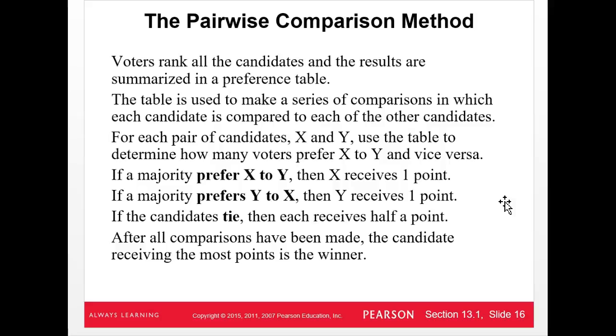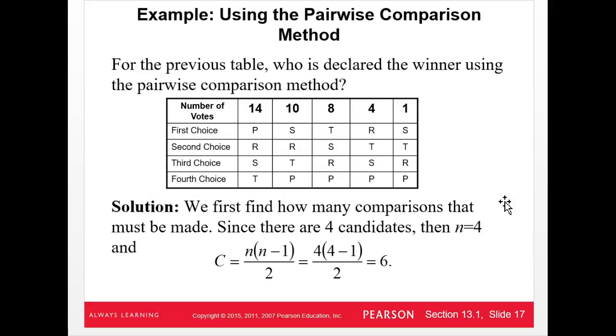If it's a tie, like six for one and six for the other, then each candidate receives half a point. After all comparisons are made, the candidate with the most points wins. So if we do that, there are going to be six choices that we have to make. In each of these 14, Paul would win against anybody.